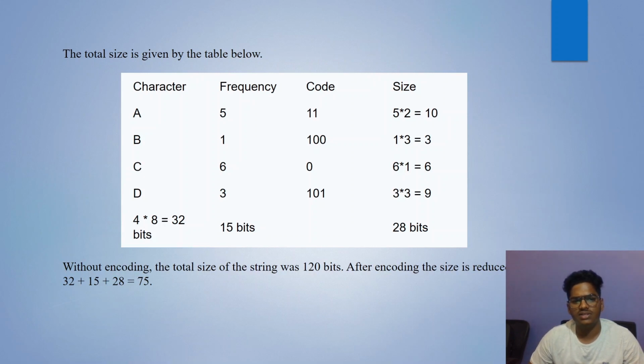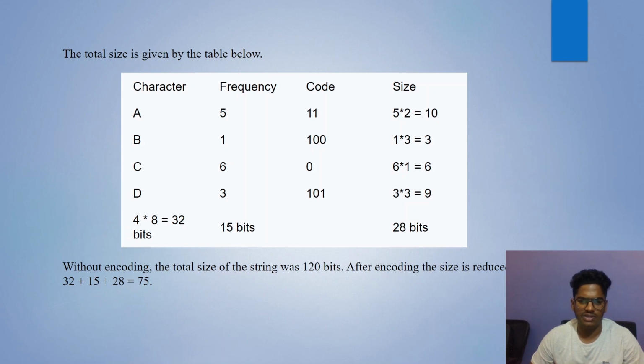The total size is given by the table below. For character A, which is having frequency 5, the code is 11. Size is 5 into 2, that is 10. For character B, the frequency, which is 1, has a code 100, which has a size 1 into 3, which is 3. For character C, the frequency is 6, having code 0, having size 6 into 1, which is 6. Character D, having frequency 3, has the code 101, which has the size 3 into 3, which is 9.